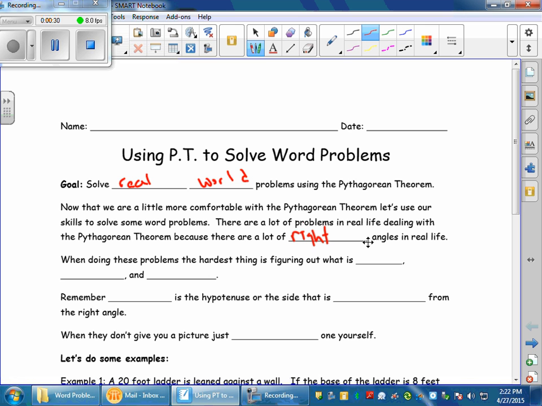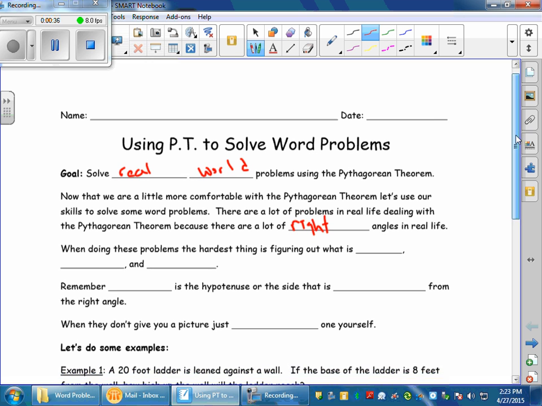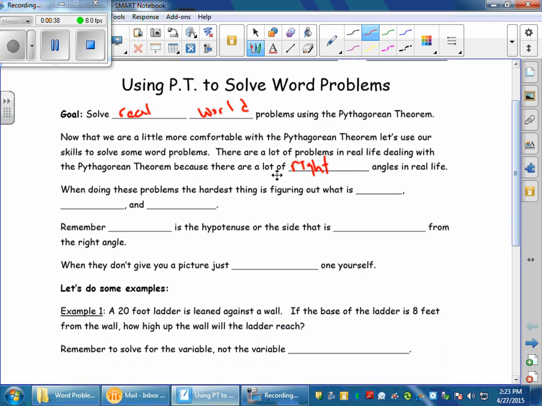in real life. Hopefully you know by now that you need a right angle for the Pythagorean theorem to work, or you haven't been paying attention at all this chapter. The hardest thing for today is figuring out what side A, B, and C are all going to be.